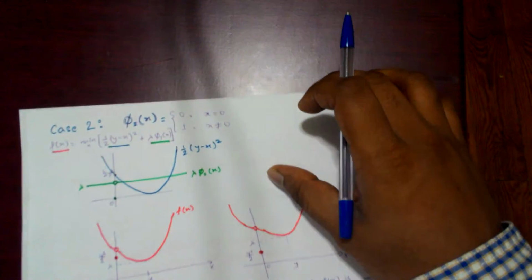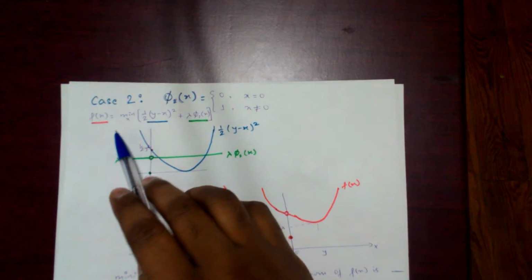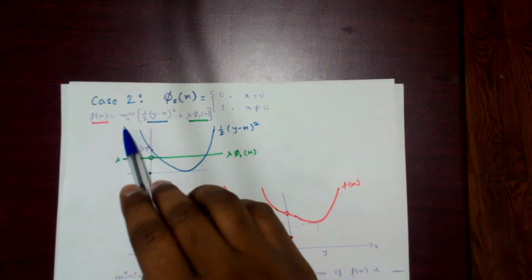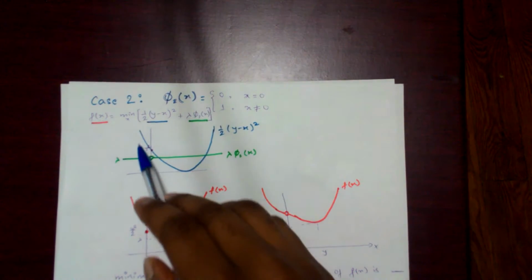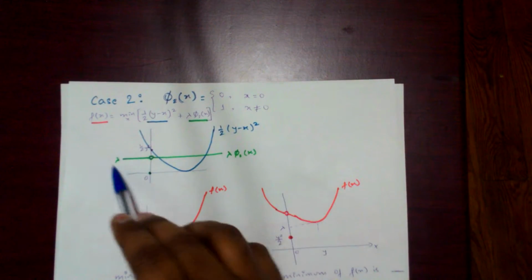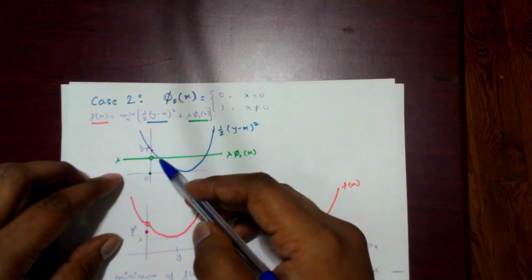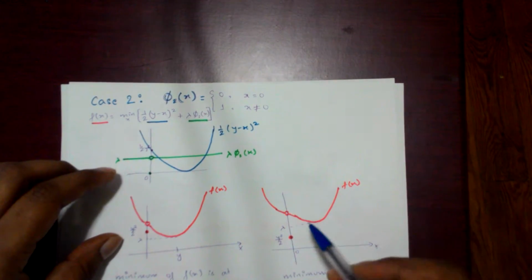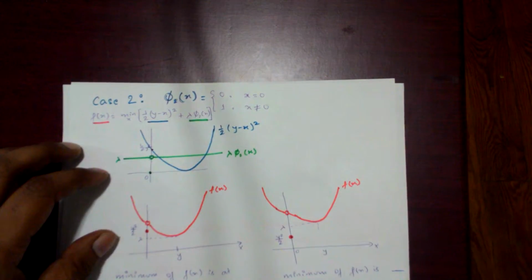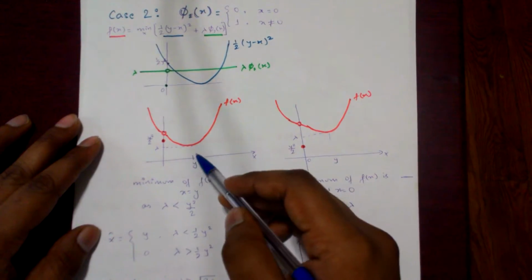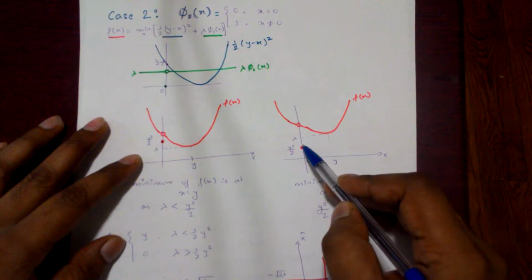The second case is when phi of x is 0 at x equals 0 and 1 when x is not equal to 0. Again we have to minimize the function with respect to x, so there is a y minus x squared term and there is a penalty function. Here there are two cases. When lambda is greater than y squared by 2, it forms this kind of curve, and when lambda is less than y squared by 2, it forms this kind of curve. So here the minimum value is lambda and here the minimum value is y squared by 2.